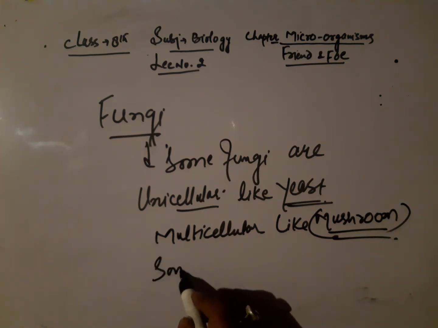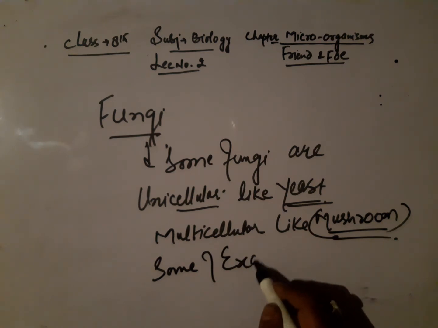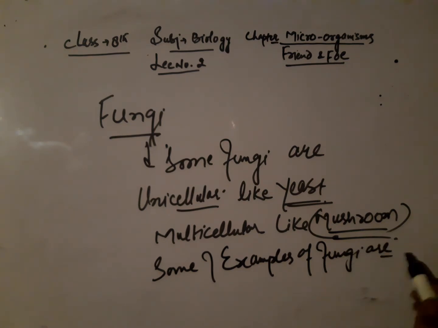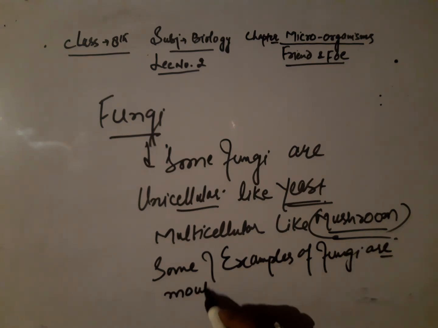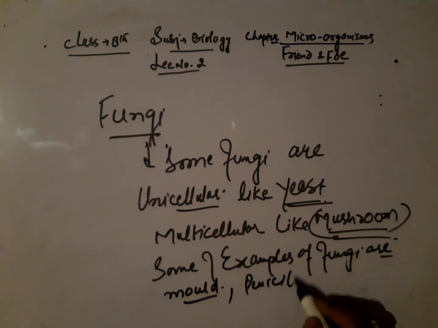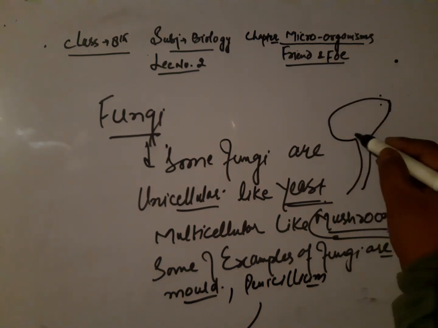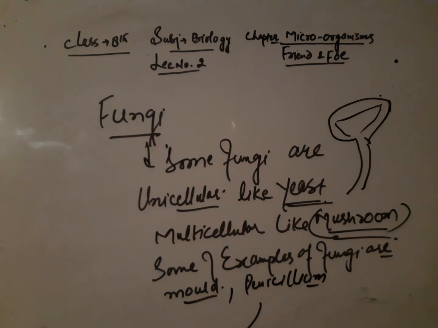And also some examples of fungi are mold, or we can say bread mold, penicillium. As we know, the mushrooms grow on moist conditions, whether on the wooden parts of a tree, when there is any sort of moistness over there. So these were some characteristics about fungi.